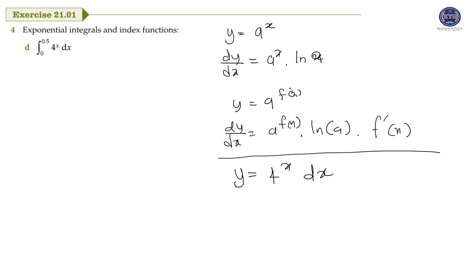So nak gunakan yang mana? Yang nombor 1 ke yang nombor 2? So nombor 1. Sebab function awak, power awak ialah x sahaja. Okay, so gunakan nombor 1. Right. So dy over dx, you akan dapat 4^x ln 4. Okay, ini adalah derivative. Tapi yang kita nak ialah integration. Remember, integration is the anti-derivative to the differentiation, right?